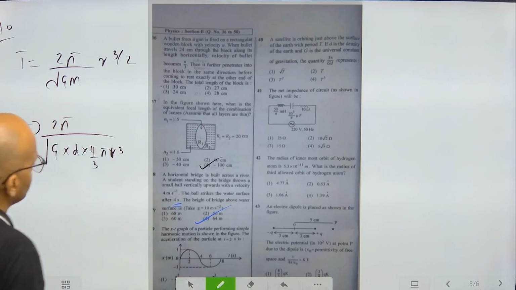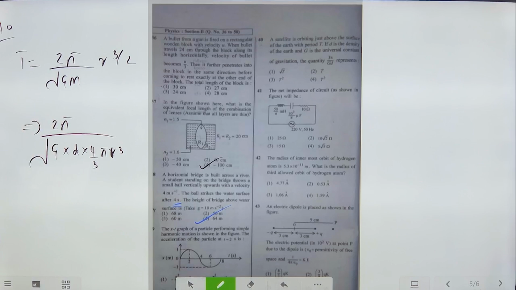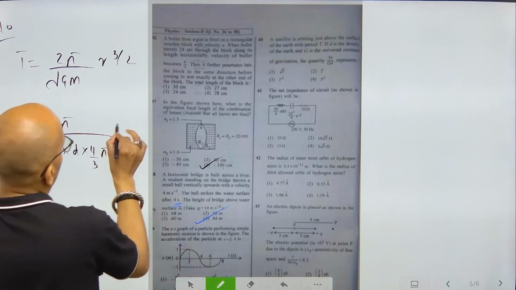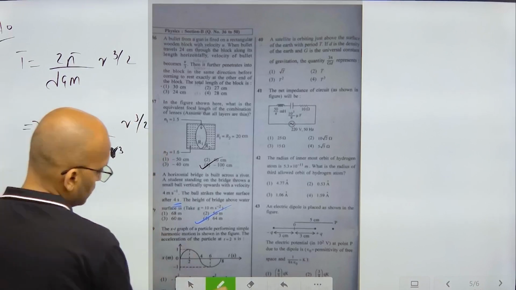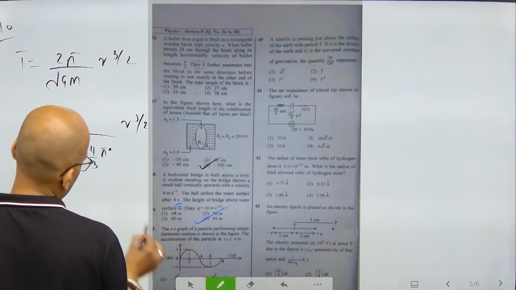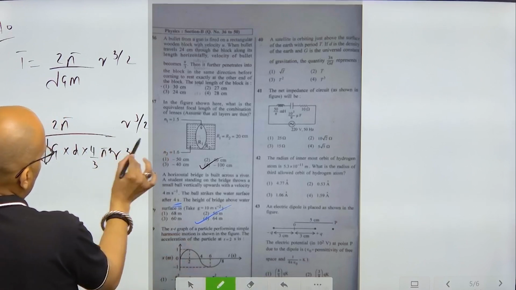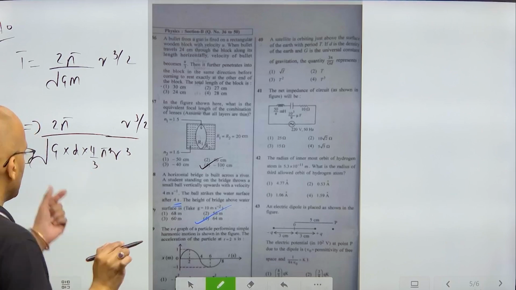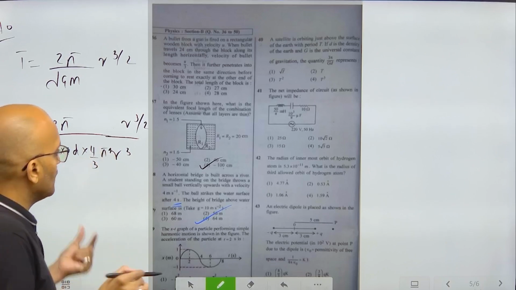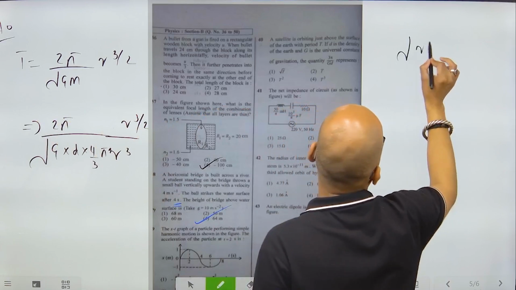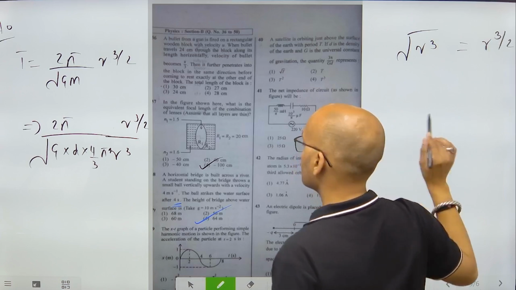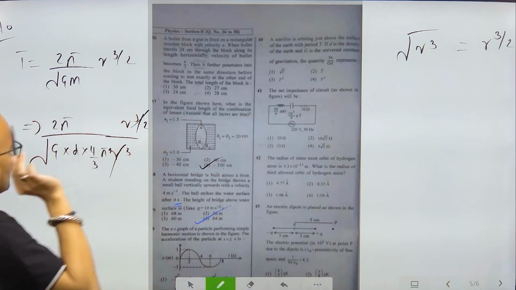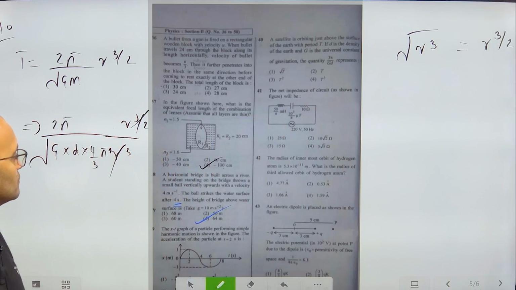Yes or no? Right. 4 by 3 pi r cube, now into r to the power 3 by 2. Now please see, this is r cube. Don't be in a haste, solve it properly. Under root r cube means what? R to the power 3 by 2. So this r cube and r to the power 3 by 2 is gone.